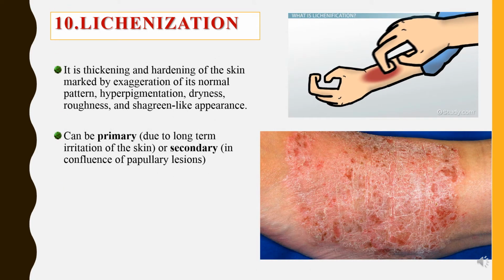The last secondary morphological lesion of the skin is called lichenification. It's thickening and hardening of the skin marked by exaggeration of its normal pattern, hyperpigmentation, dryness, roughness, and a shagreen-like appearance. Lichenification may be primary, developing as a consequence of long-term irritation of the skin by scratching, for example in patients with neurodermitis, or secondary, under the influence of papular lesions, for example psoriasis, lichen planus, chronic eczema, and neurodermatitis with diffuse papular infiltration.